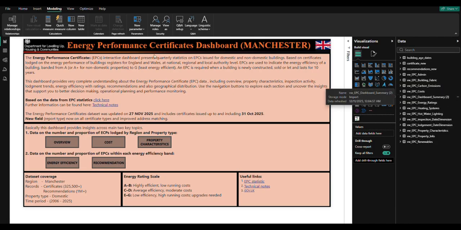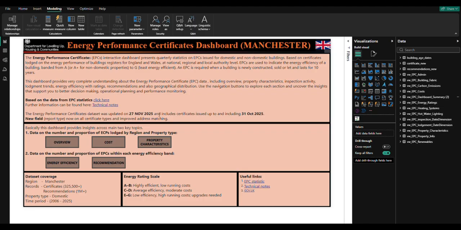This is our landing page, which provides an introduction to the dashboard. Energy Performance Certificates, or EPCs, are required whenever a building is constructed, sold, or rented. They rate properties from A to G, helping property owners understand their energy cost and environmental impact. A means highly efficient and G means least efficient. The dataset covers certificates issued from 2006 to 2025 and the last update was on 27th November 2025.